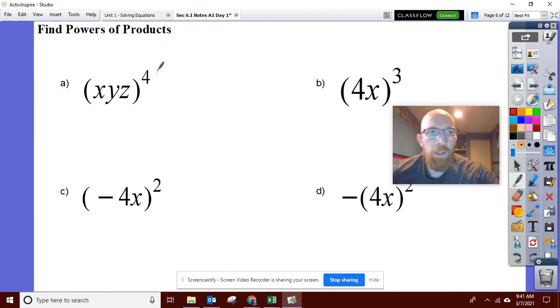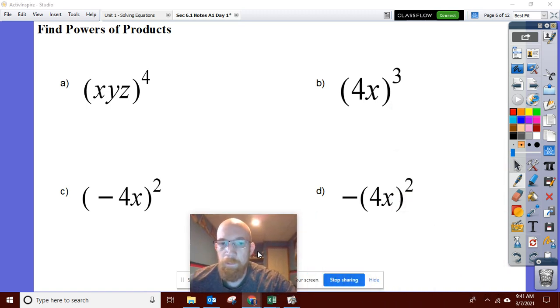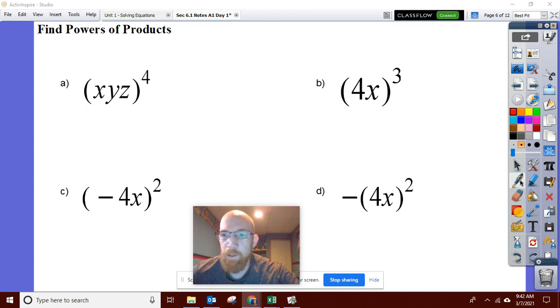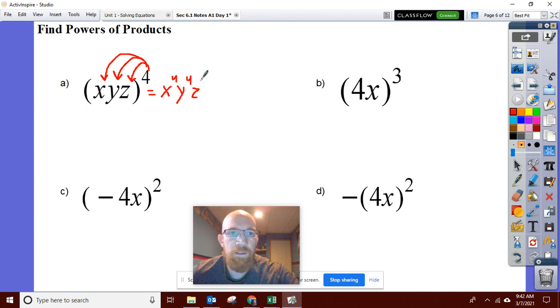Okay, over here now, let's do some practice. So these are different ones. Okay, let's take a look here. This says x, y, z all to the fourth power. So again, we're applying or distributing this 4 to each of these. And since there is an invisible 1 on here, it's just 1 times 4. So each of these will just have a 4 on it. That is going to be your answer. X to the fourth, Y to the fourth, and Z to the fourth. And that's it. So you're just distributing it to each of those.